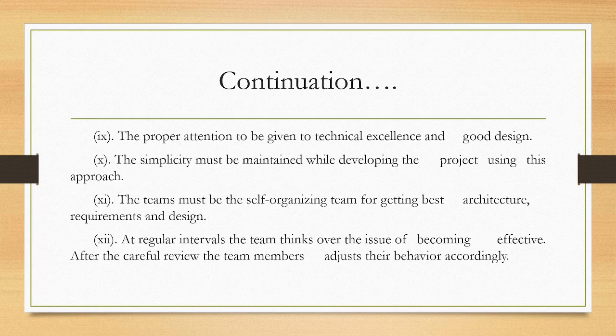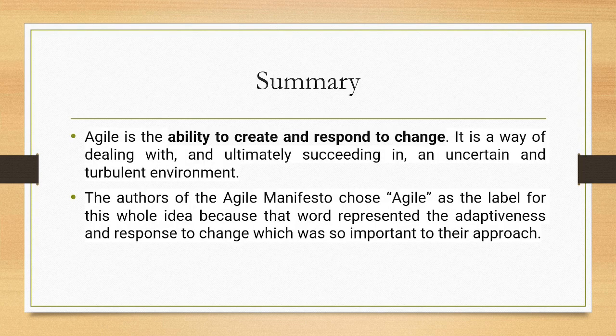Simplicity, the 10th principle, is that simplicity must be maintained while developing the project using this approach. The next one is that a team must be self-organizing for getting the best architecture, requirements and designs. The last principle is that at regular intervals, the team thinks over how to become more effective. After the careful review, the team members adjust their behavior accordingly. So, till now we have seen the principles in the Agile methods, right?